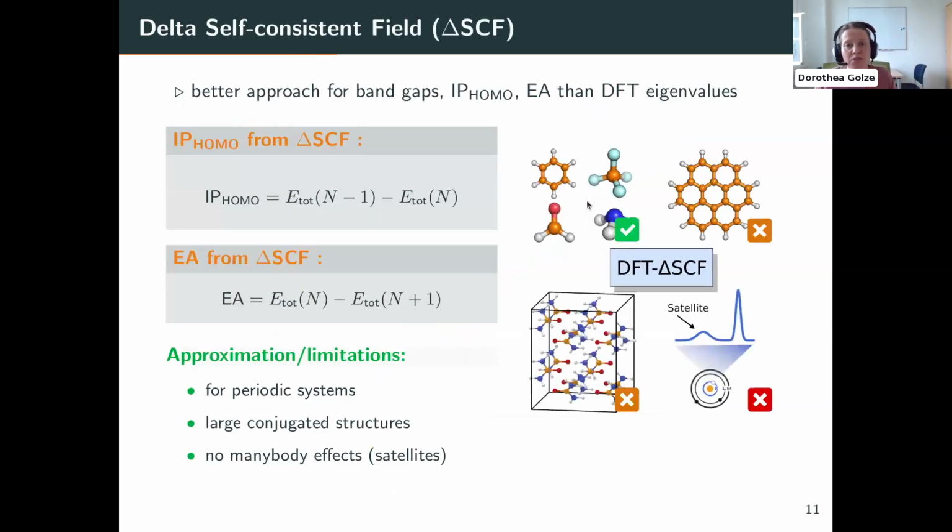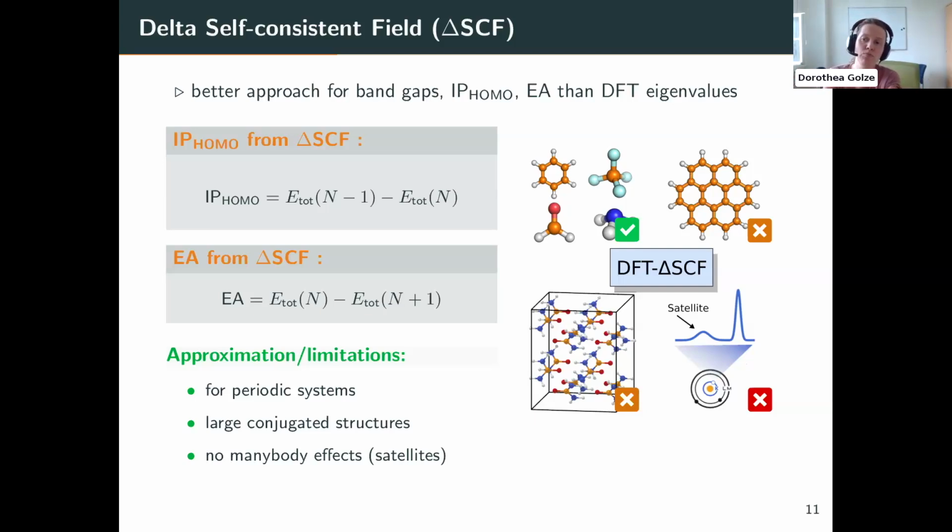A better method than using eigenvalues was already mentioned before, and there were a lot of questions. So I hope some questions are answered in more detail with this slide. It's the delta self-consistent field method. You won't easily get the deeper valence states, so the other parts of the band structure, but it could be an approach to get better band gaps, for example, or ionization potentials for the HOMO for a molecule, or electron affinities also for a molecule, than DFT eigenvalues.